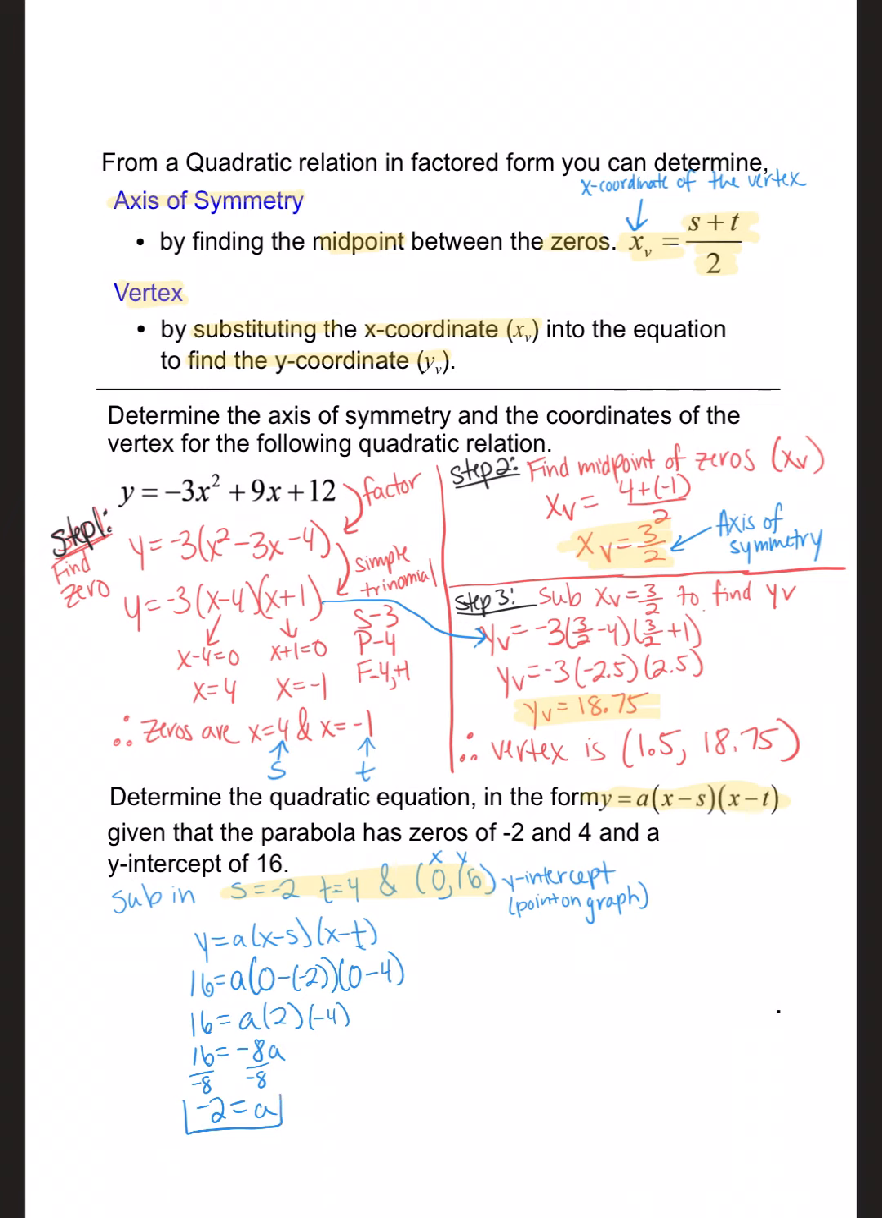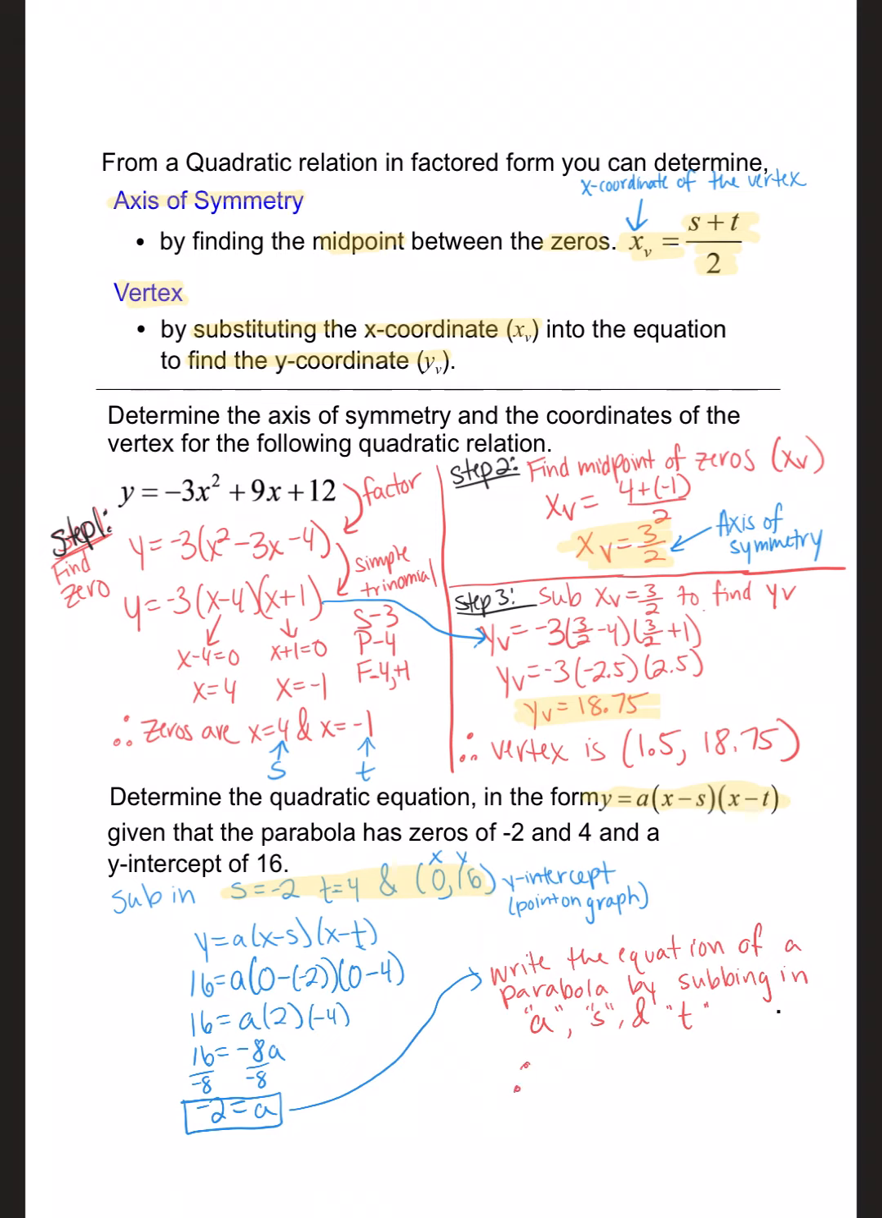So once you have your a value, you want to be able to write your equation. Let's just make a note. We're going to write the equation of a parabola by subbing in a, s, and t, right? We're going to sub in our a value, and we're going to sub in our zeros, which are s and t.